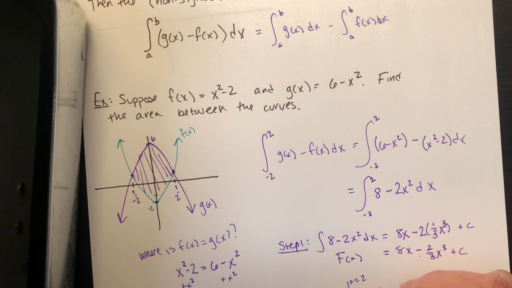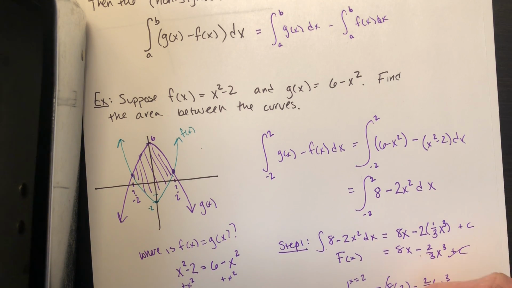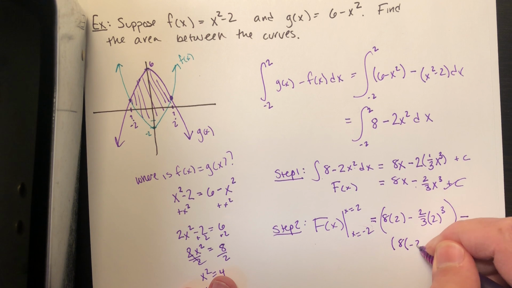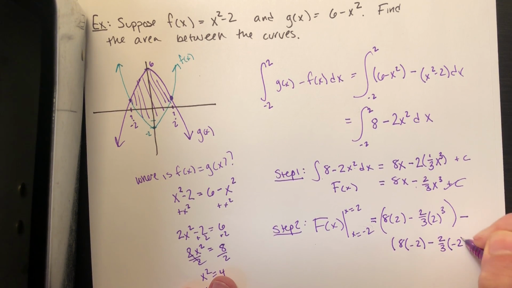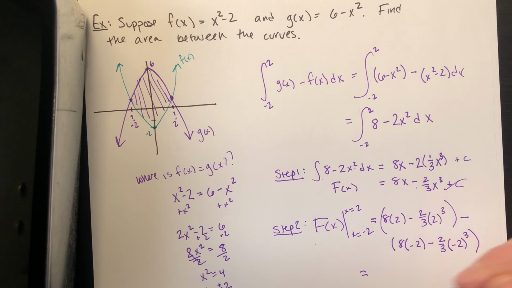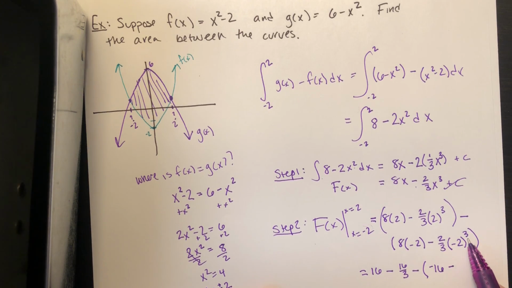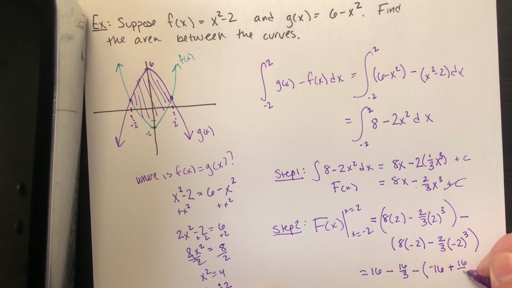So when I plug in 2, I'll get 8 times 2 minus 2/3 times 2 cubed. The plus c is going to go away. Okay, that's big F of 2. And I need to subtract big F of negative 2. Okay, I need to plug in negative 2 into this function. So I'd get 8 times negative 2 minus 2/3 times negative 2 cubed. So this is going to be 16 minus 2/3 times 2 cubed, which is 2/3 times 8, which is 16/3. And then we'll subtract, parentheses, 8 times negative 2 would be negative 16, minus 2/3 times negative 2 cubed, which is negative 8. So negative 2/3 times negative 8 would be positive 16/3.